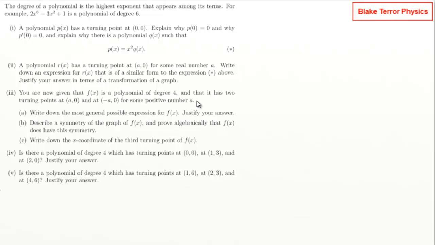Hello, this is question 3 from the 2021 maths. The degree of a polynomial is the highest exponent that appears among its terms. For example, 2x to the 6 minus 3x squared plus 1 is a polynomial of degree 6.